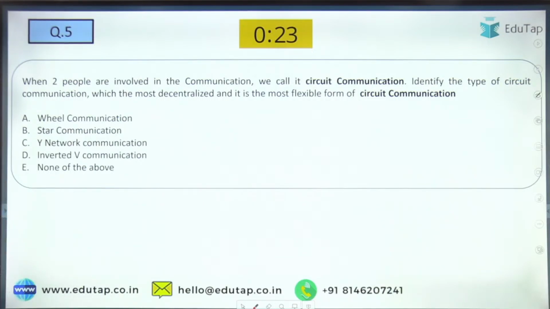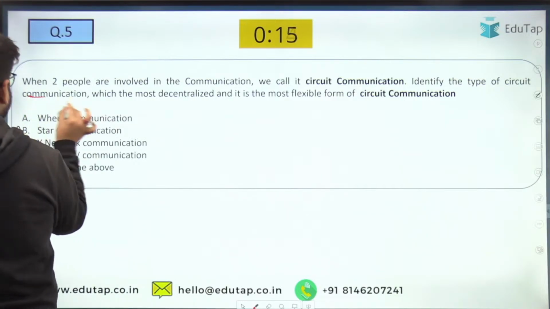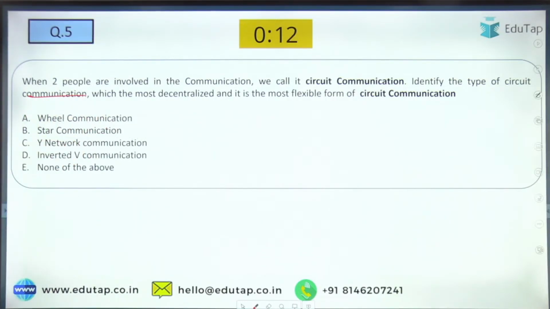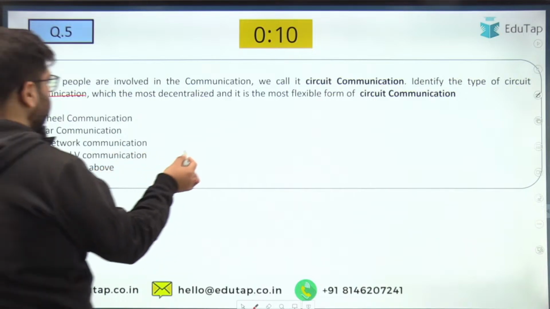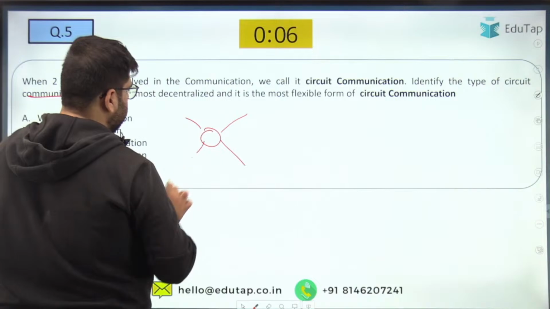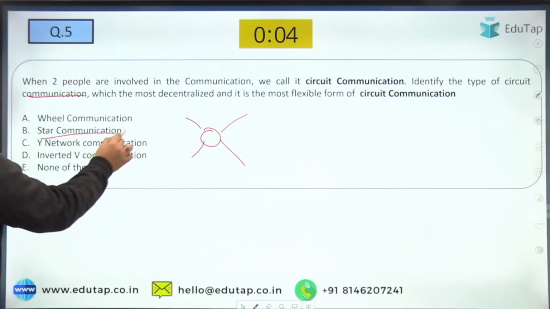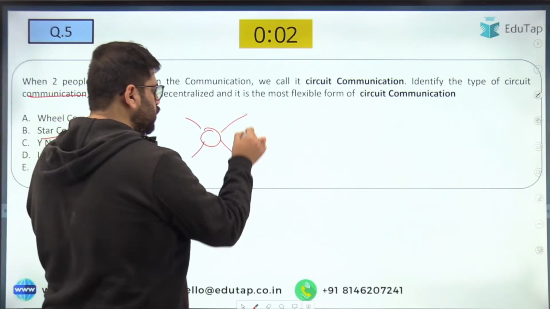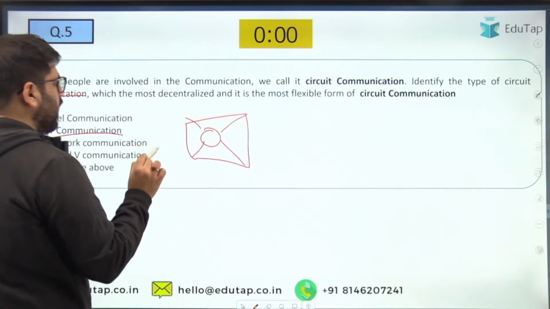Question number 5. When two people are involved in a communication, we call it a circuit communication. Identify the circuit communication which is most decentralized and the most flexible. See, wheel communication is like you will have a person in the center and you will be communicating with the help of that person. Star communication is the most flexible because all the people will be connected in a star.